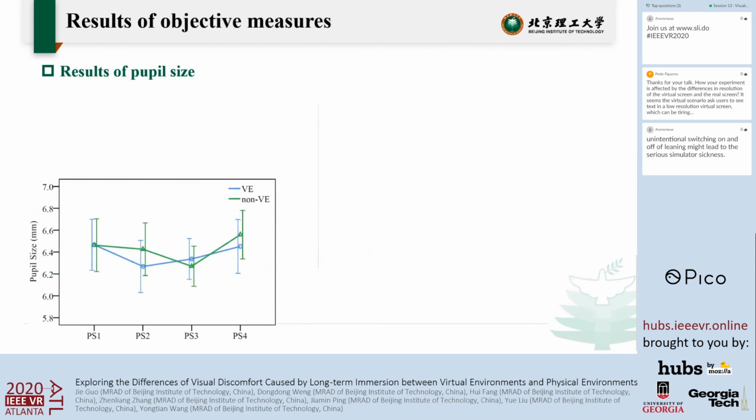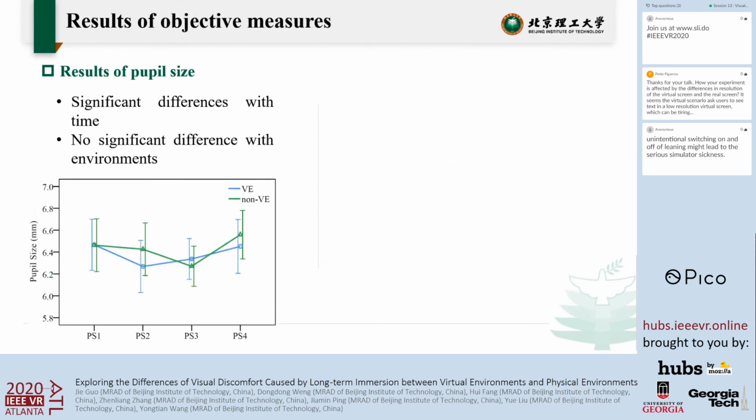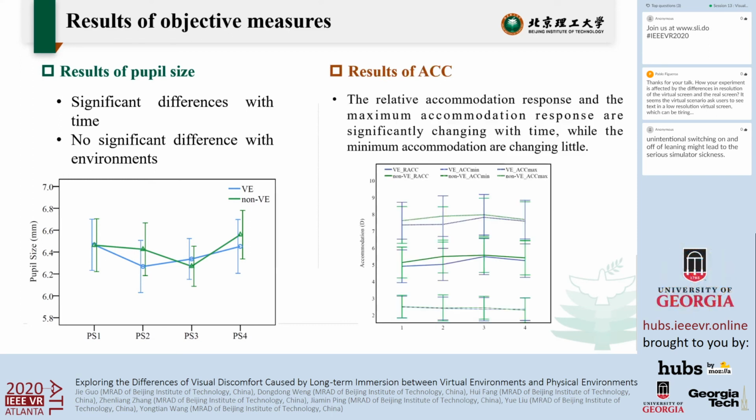The results of pupil size show that the pupil size has a significant difference with time, and there is no significant difference with environments. The result of the accommodation response shows that the relative accommodation response and the maximum accommodation response change significantly with time, while the minimum accommodation response changes later.